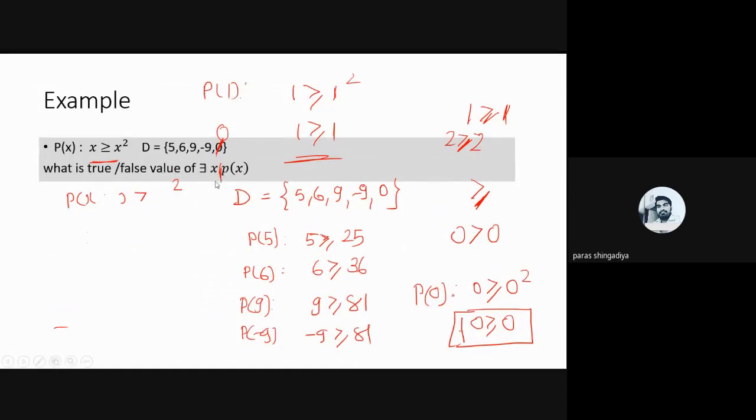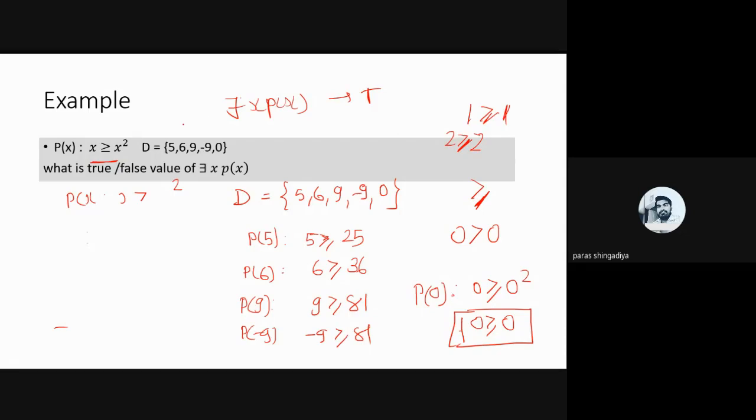That is the existential quantifier. What is the definition of the existential quantifier? If P of x becomes true for a single x belonging to D, then there exists x P(x) will be true. And if P(x) is false for all values of the domain, for all x belonging to D, then there exists x P(x) will be false.